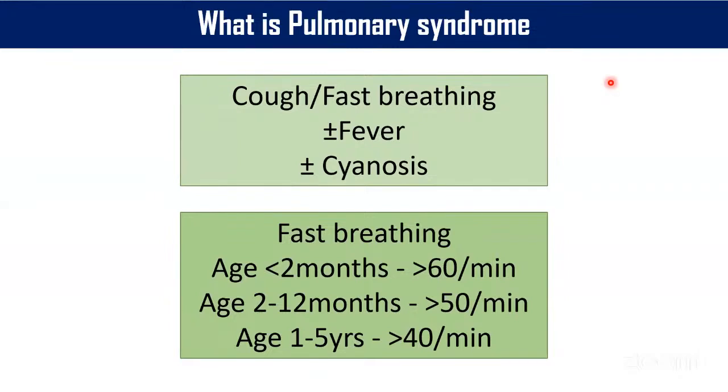What do you mean by fast breathing? Any child less than 2 months, if respiratory rate is more than 60 per minute; age between 2 to 12 months, respiratory rate more than 50 per minute; age between 1 to 5 years, respiratory rate more than 40 per minute, is fast breathing. This you need to remember, very important. This will be useful in every aspect of management of a sick child or a child with any symptom.